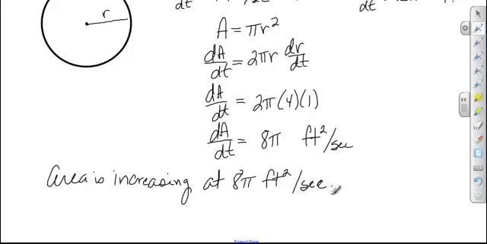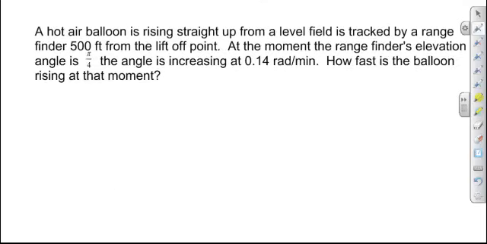The next example is a little more detailed. We have, again, if you need to pause the recording to read the problem, please do that. I'm going to go ahead and jump in and start drawing a picture and organizing the information in this problem. We have a hot air balloon rising straight up from a level field, and that balloon is being tracked by a rangefinder 500 feet from the liftoff point. Here's kind of what we're dealing with.